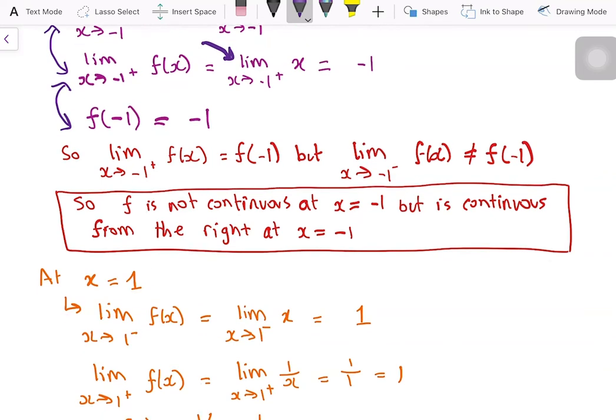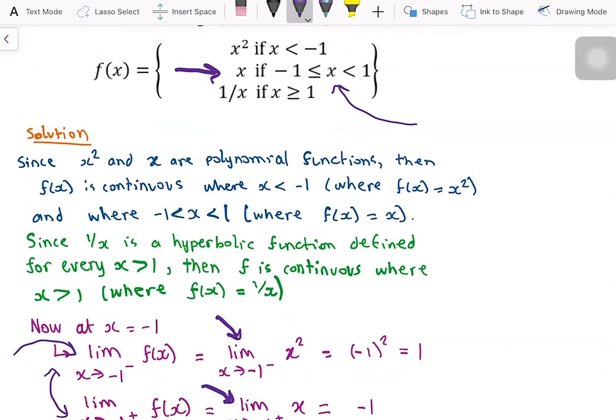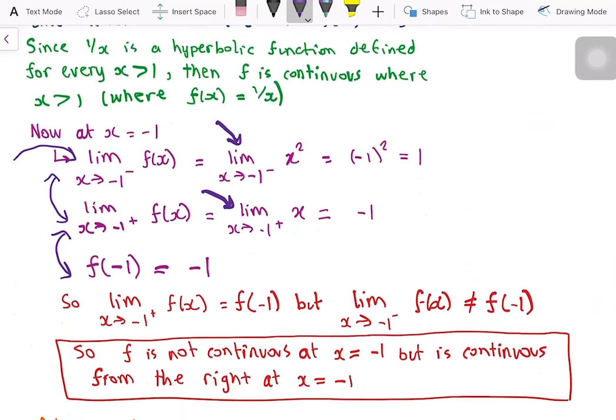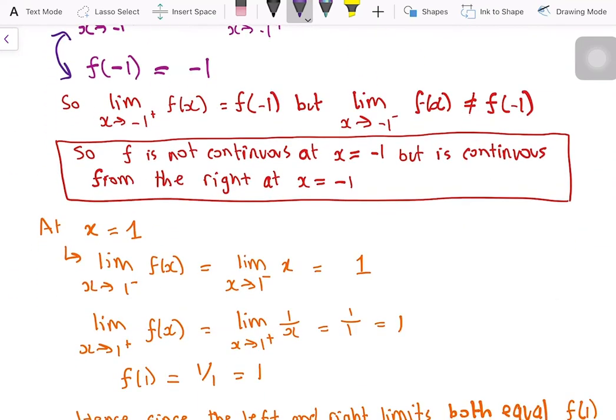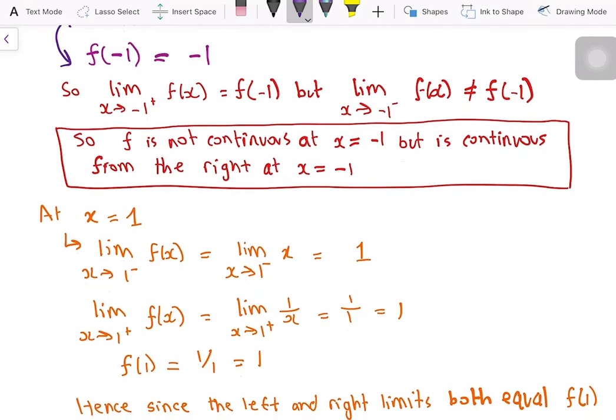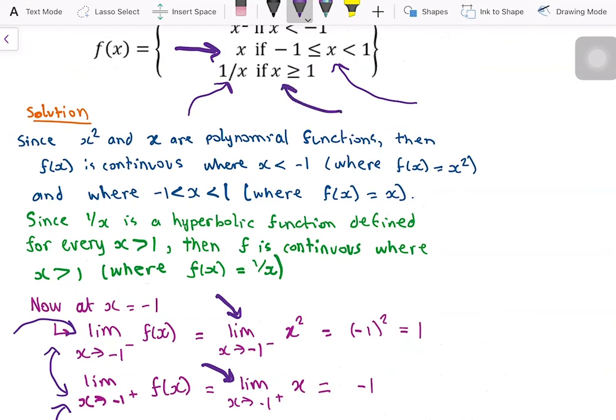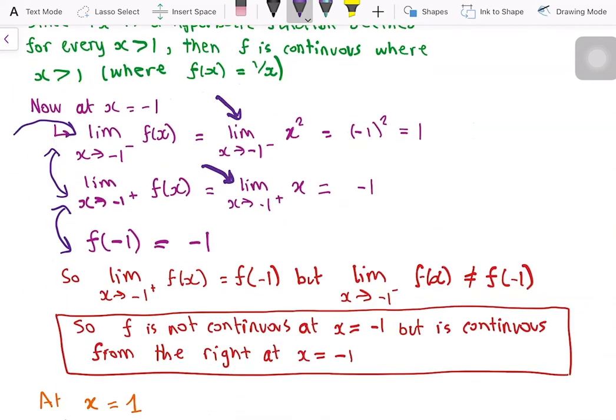And now the right hand side limit of f of x. On the right hand side, we're going to look at this final case here of 1 over x. So this is going to be the limit of 1 over x as x approaches 1 from the right hand side, and this is the same as 1 over 1, which is equal to 1. And now f of 1 itself. Since f of x is 1 over x for x at least 1, we will have f of 1 equals 1 over 1, which is equal to 1.